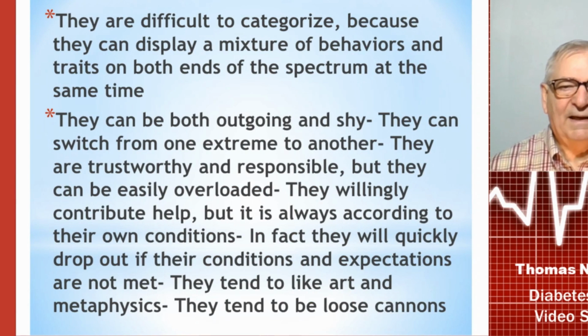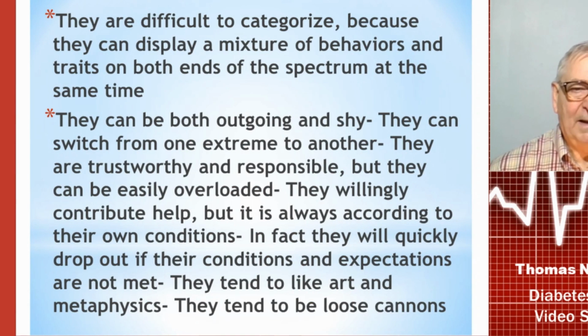So they're difficult to categorize because they can display a mixture of behaviors and traits on both ends of the spectrum at the same time. So they can be both outgoing and shy, but they can switch from one extreme to the other. They are trustworthy and they're responsible, but they can be easily overloaded. They willingly contribute help, but it's always according to their own terms, their conditions. In fact, they will quickly drop out if their conditions or their expectations are not met.